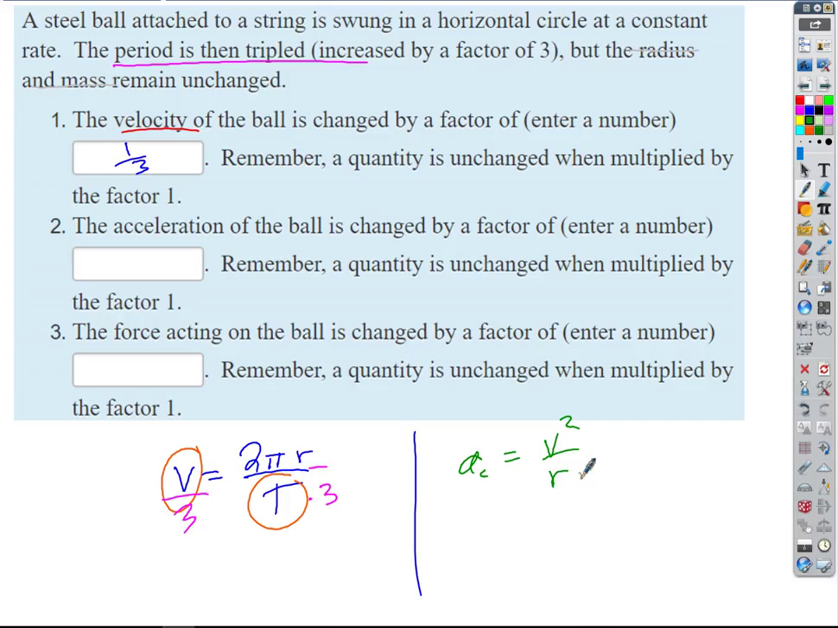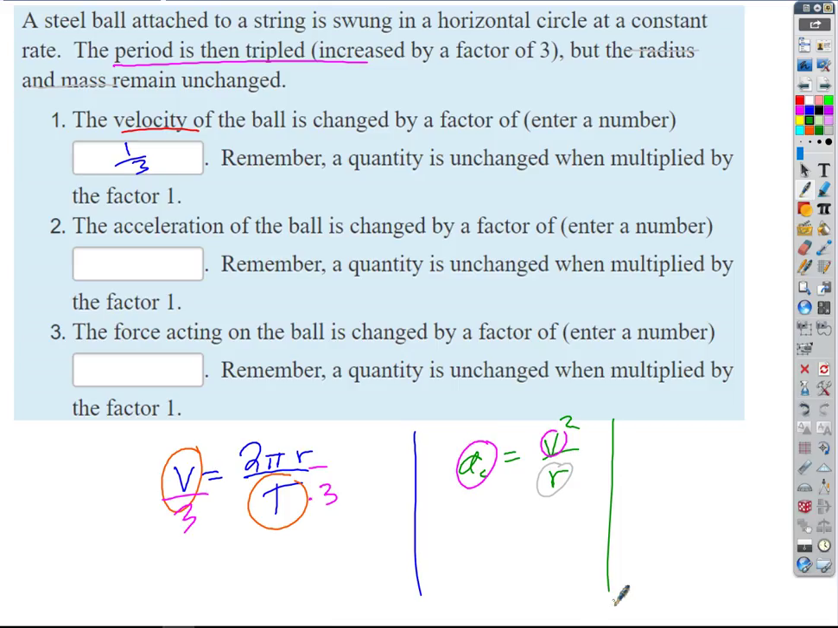V squared over R, right? R is remaining constant, isn't it? So that's a constant, so we can forget about that one. These are the things that are changing. If V is changing by 1/3, then what's that going to do to the centripetal acceleration? Well, look what happens with that.